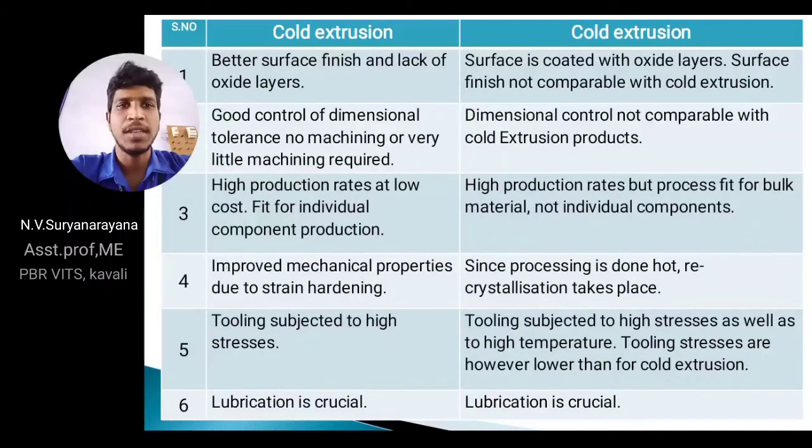Next, in cold extrusion, high production rates at low costs. In hot extrusion, high production rate but the process is fit only for bulk material, not individual components. Next, in cold extrusion, mechanical properties are improved. In hot extrusion, since processing is done hot, recrystallization takes place. Next, tooling subjected to high stresses. In cold extrusion there is no application of heat, this process is done at room temperature, so high pressures are required to deform the material. In hot extrusion, tooling is subjected to high stresses as well as high temperatures. Lubrication is mandatory.